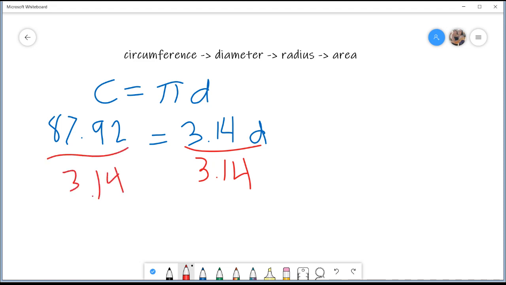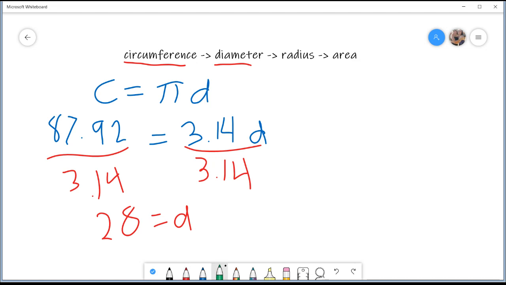I would use my calculator for this because I don't want to be making a mistake. Divided by 3.14, and I got 28 is our diameter. So we did circumference, check. Now we have the diameter, and we need to go from the diameter to the radius.